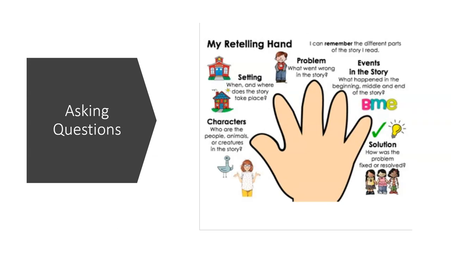When you're asking your child questions, you could consider the strategy of my retelling hand. So ask them about the characters. Who are the people, animals, or creatures? The setting, when and where does the story take place? A problem, what went wrong in the story? The events in the story, what happened in the beginning, the middle, and the end? And then finally, the solution. How was the problem fixed or resolved?